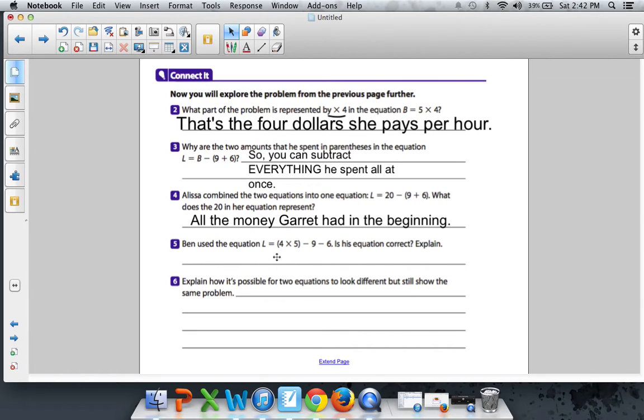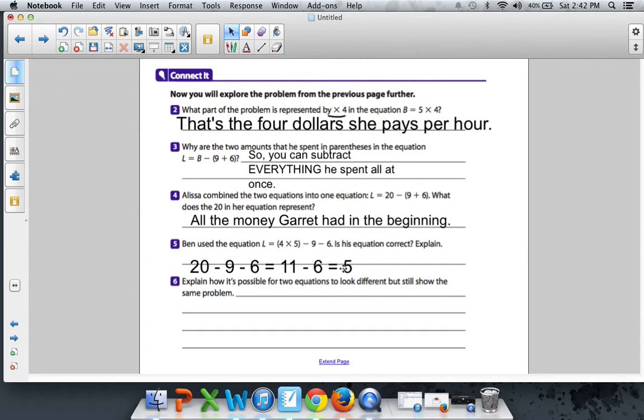Then use the equation L equals 4 times 5 minus 9 minus 6. Is his equation correct? Explain. Well, 4 times 5 is 20. And you do that first because anything that's in parentheses goes first. Minus 9 minus 6. And 20 minus 9 will equal 11. But we still got to do the minus 6 part. And 11 minus 6 equals 5.